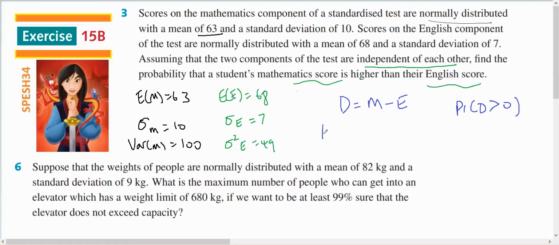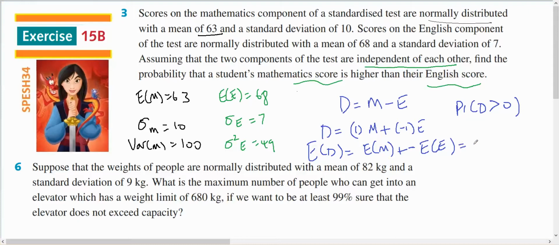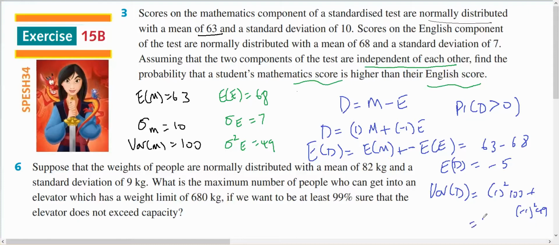So I've got D equals 1 times M plus -1 times E, which means the expected value of D will be the expected value of M times 1 plus the expected value of E negative, so minus the expected value of E, which should be 63 minus 68. -5 is my expected value of the difference. And the variance of D is going to be 1 squared times 100 plus -1 squared times 49 equals 149.